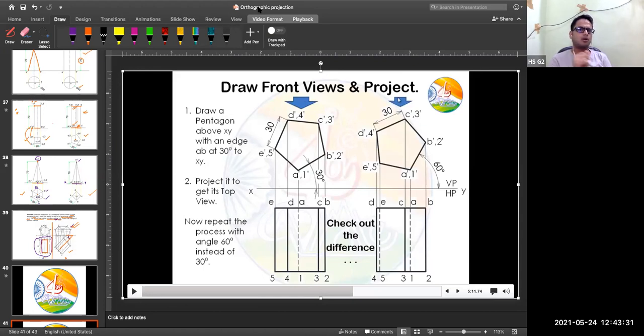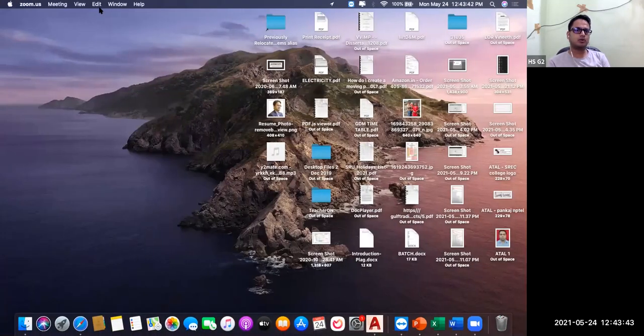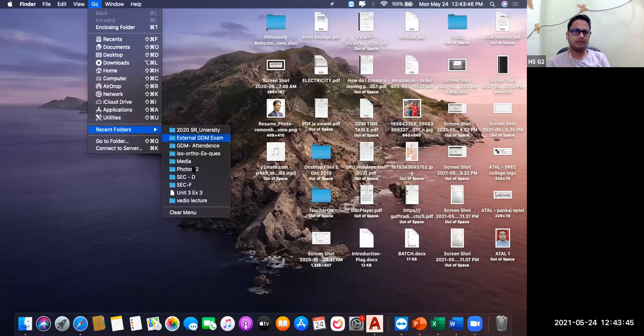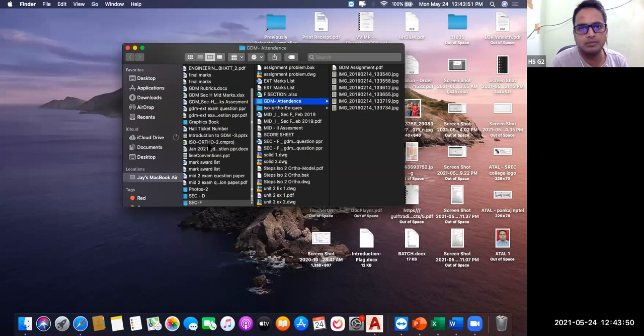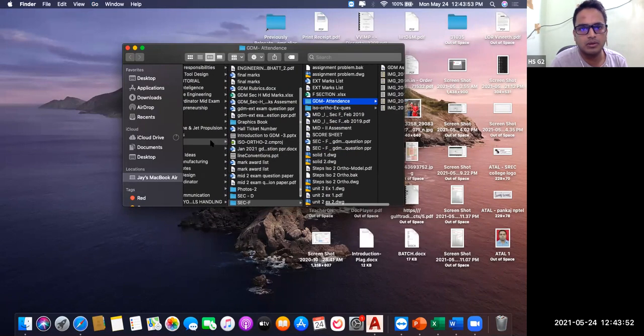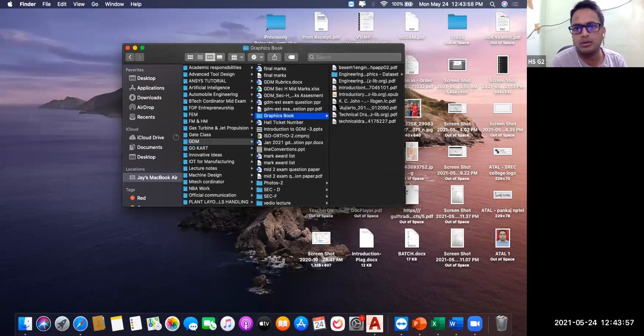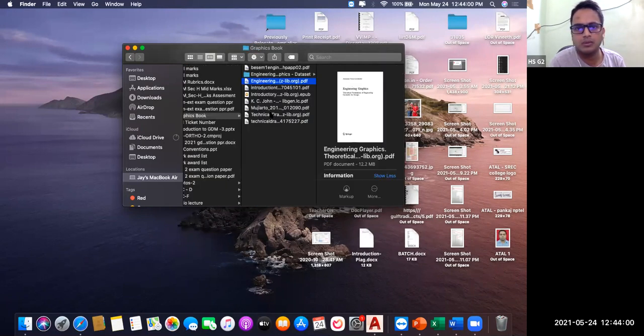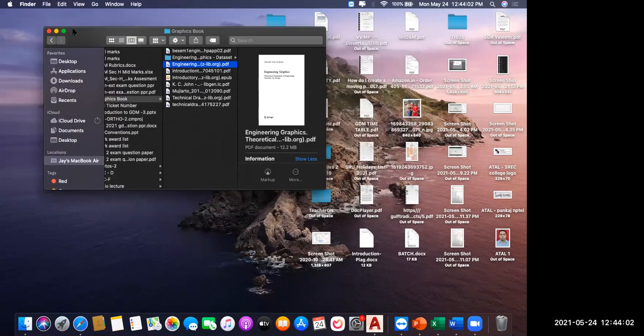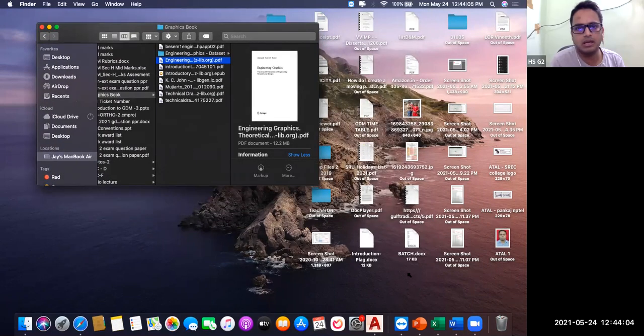There is a book called Engineering Drawing by Andy Bhatt. If some of you are very curious to learn more about these things, you can get the PDF of the book. Let me see if I have that book available. I will show you that part also. Graphics book. Sir, will you share that book in Canvas? Yeah, I will. PDF. Yeah, I will share that.